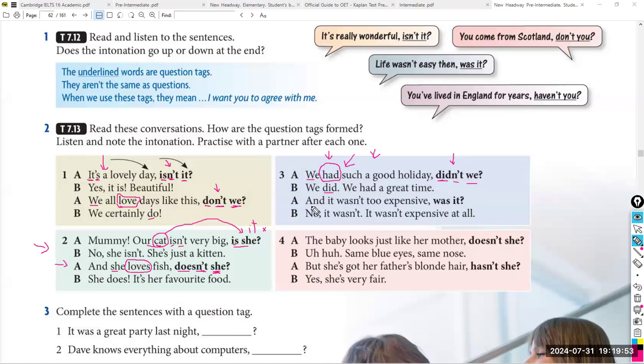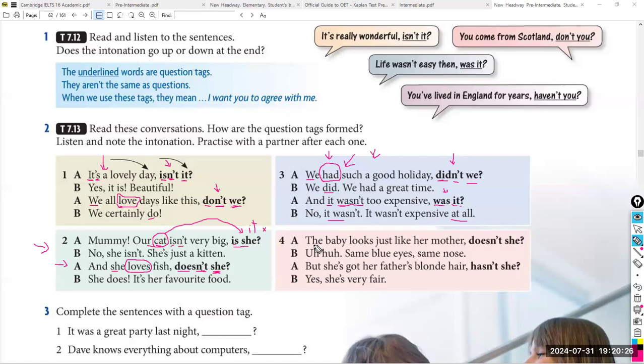We had a great time. And it wasn't too expensive. So this is the verb to be, which is was. This is it. This is the verb was. I don't have to change the verb. We notice that the statement is negative. This is the not. I don't have to repeat the negative in the question tag. So, and it wasn't too expensive, was it? No, it wasn't. This is the answer of the question tag. It wasn't expensive at all.